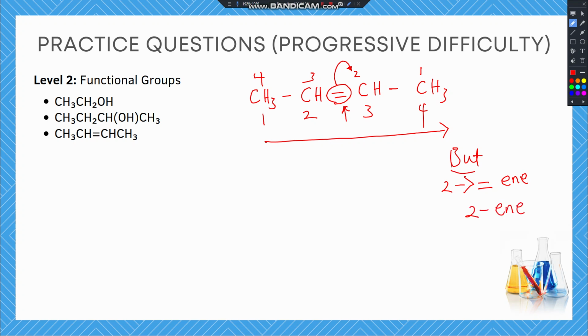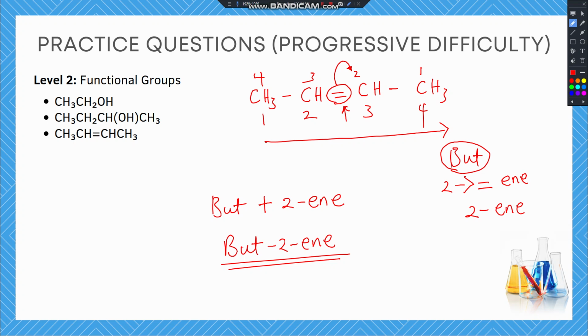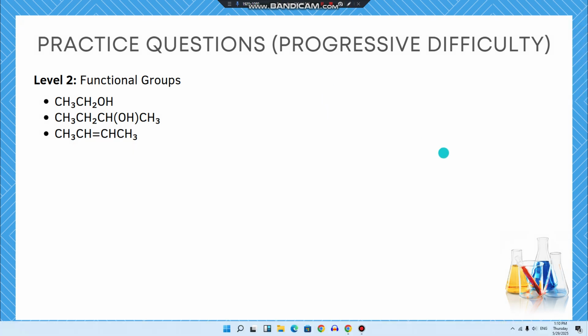The parent name is but. So we have BUT plus the identification of the multiple bond, which is an alkene on carbon number 2, or a double bond on carbon number 2. So altogether we have but-2-ene as the name of the compound. I'm sure you're seeing how each and every one of these is playing out.